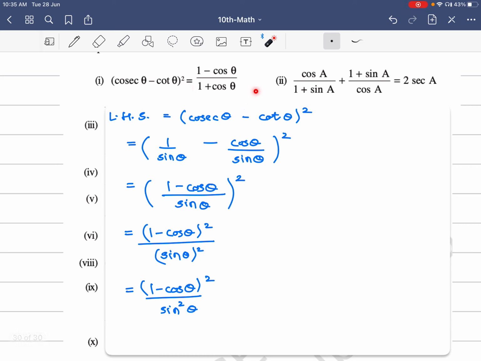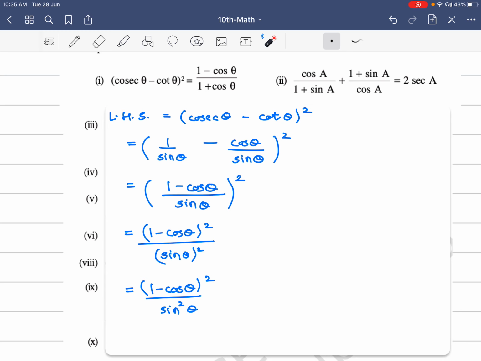In the right hand side, you can see we have 1 minus cos theta, and this is 1 plus cos theta, whereas here we have sine square theta. So we have sine square theta, but we want something like 1 plus cos theta. Everything is in cos theta in our right hand side.